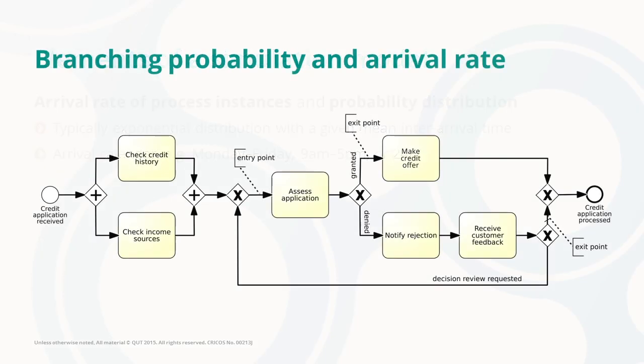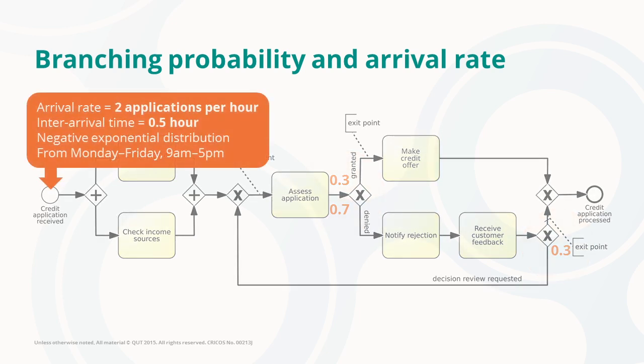So let me take the working example, and the second and third steps, as mentioned before, are to define the branching probabilities for every branch coming out of a decision gateway, and third, to define the arrival rate. Let me assume in this example that the arrival rate is 2 applications per hour. Note that this is a rate. We're saying how many instances arrive per time unit.